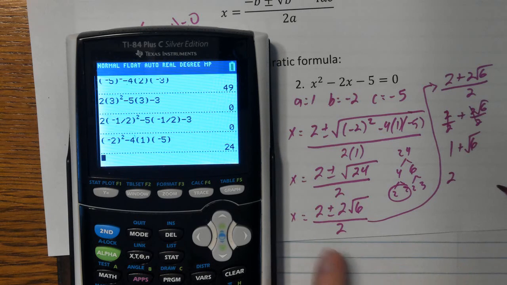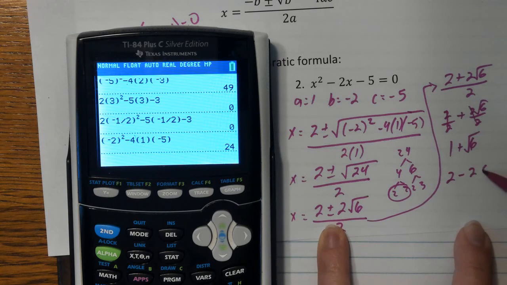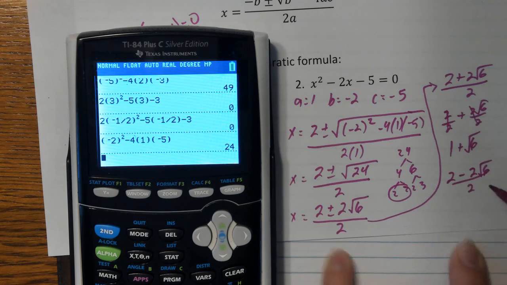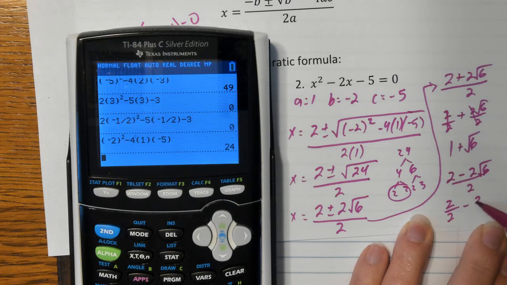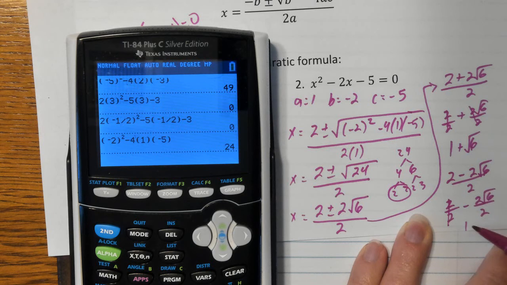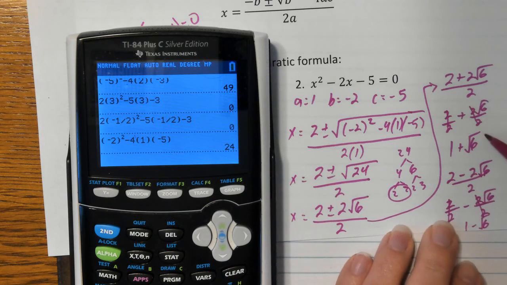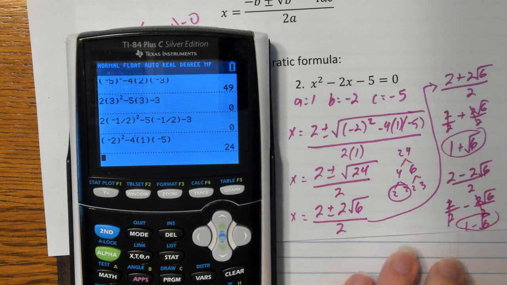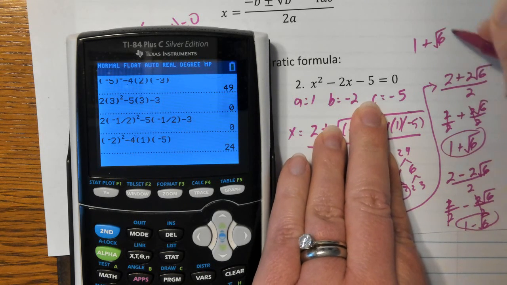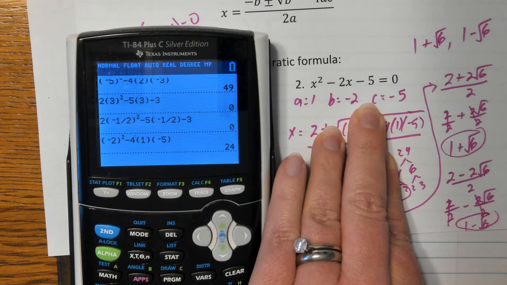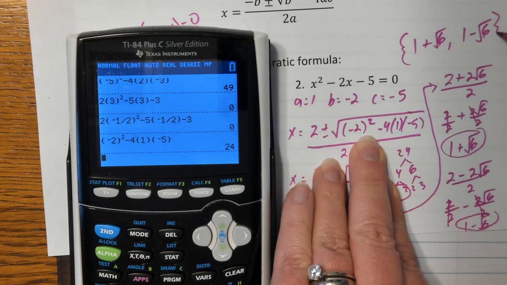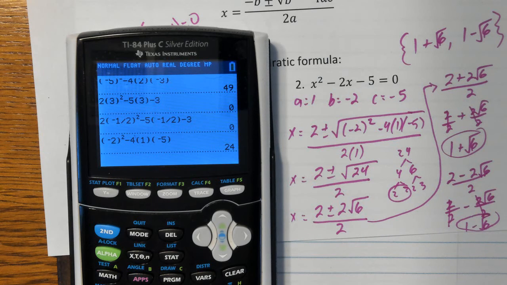The other answer is 2 minus 2 square root of 6 divided by 2. Both of these parts are getting divided by 2. So 2 divided by 2 minus 2 square root of 6 divided by 2. 2 divided by 2 is 1 minus 1 square root of 6 again. So our two answers, here's an answer, here's an answer. 1 plus the square root of 6, and our other answer is 1 minus the square root of 6. Those are our two answers that we get. That's our solution set right there.